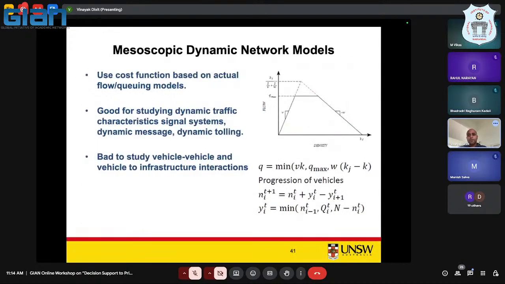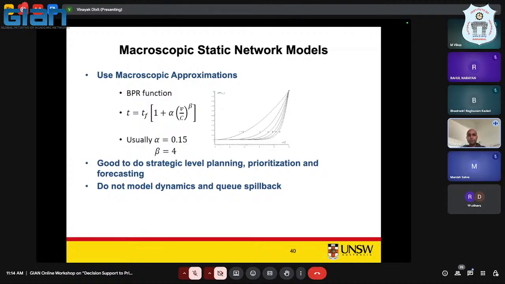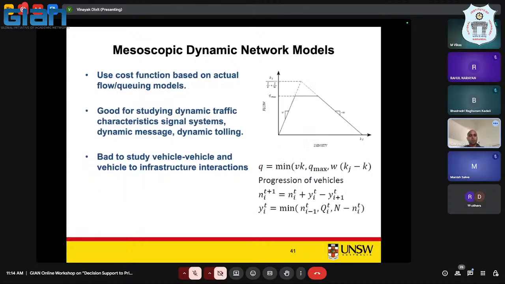So this is a macroscopic static model. We have talked about this. There's no dynamics, there's no queuing or spillback. It's used for strategic level planning, prioritization, and forecasting.